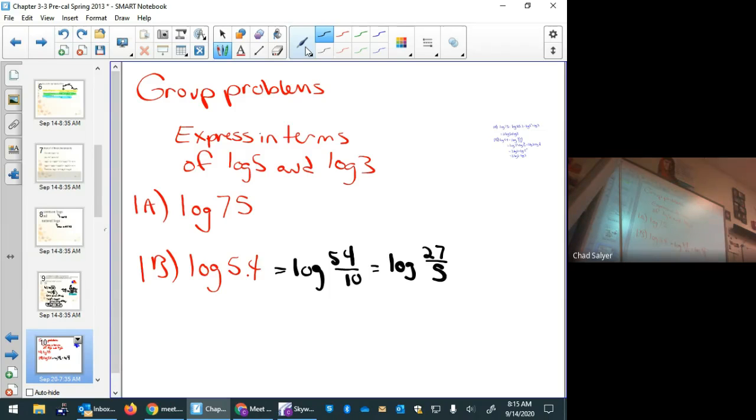Easy mistake to make. Divided by 5. This should be a difference. Okay, so that should be divided by 5. Yeah, the only difference is it'll be a difference instead of a sum.